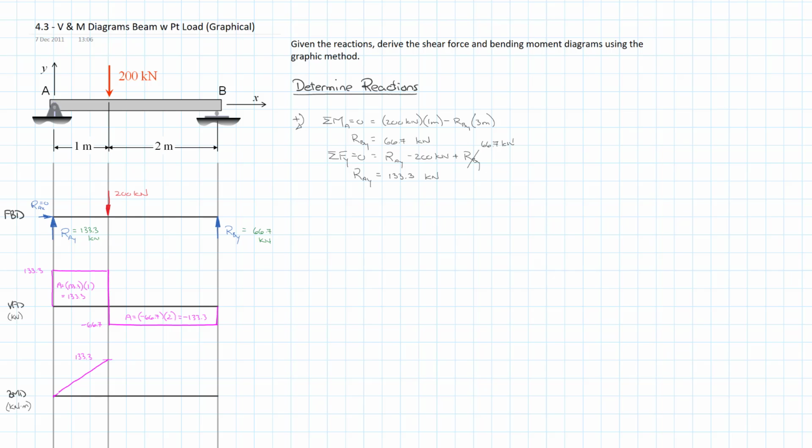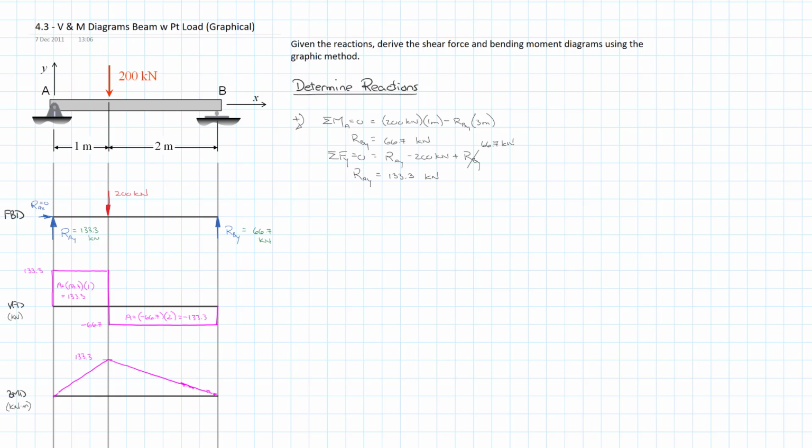We do the same thing from the point load over to point B, and it is a constant negative slope of 66.7. So we get a change in our bending moment diagram of negative 133.3, which takes us right back down to 0. Something weird's going on with my screen there.